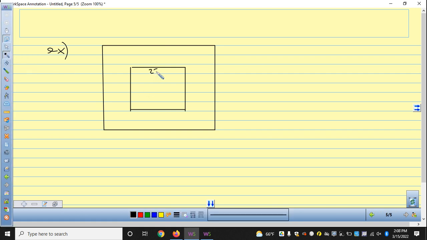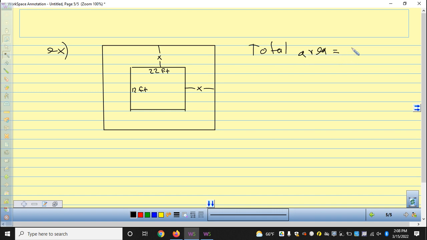I'm going to say this is 22 feet, and this is 12 feet, and this is x, and that's x. And the problem says the total area is 504 feet squared. We want to find x.